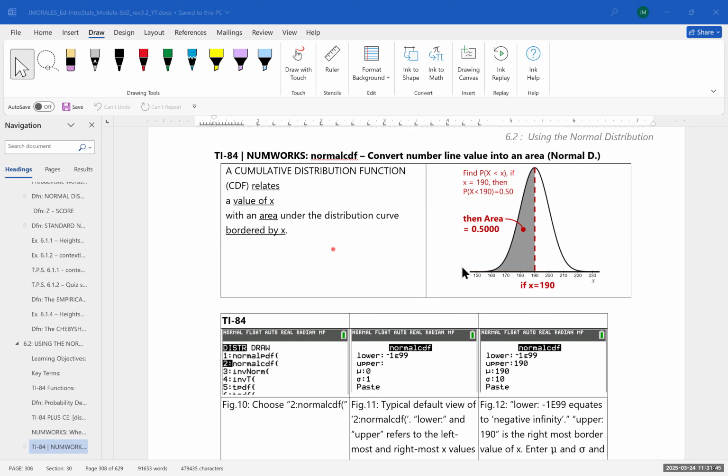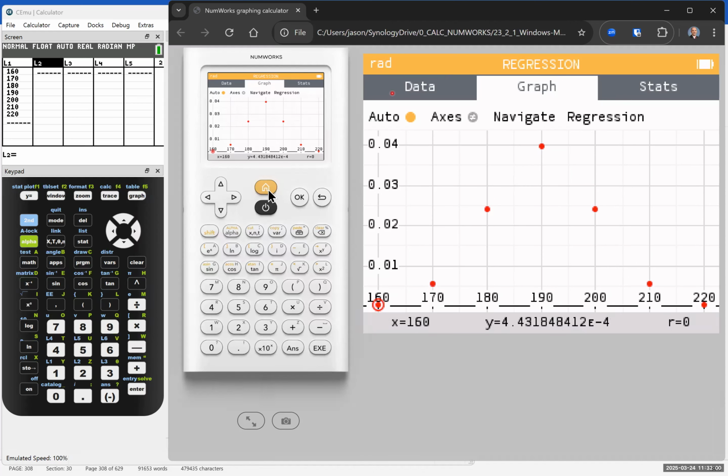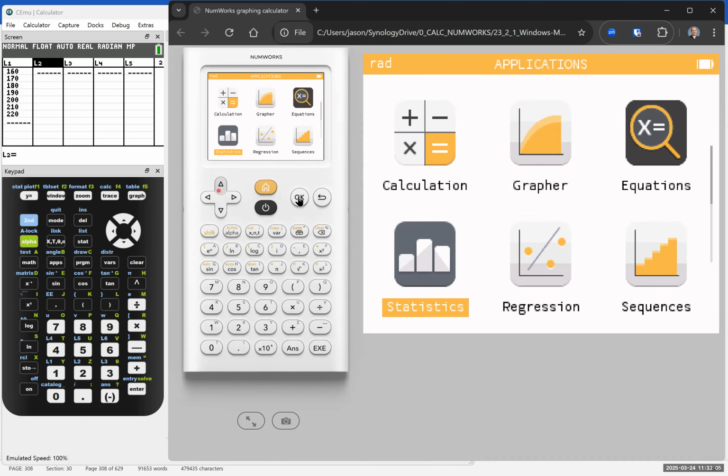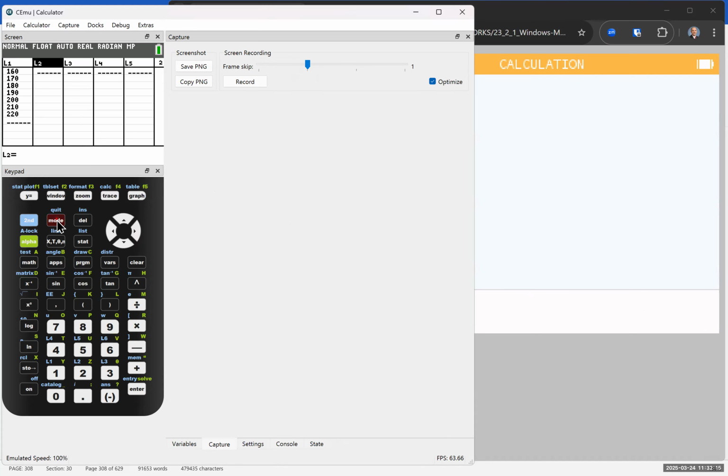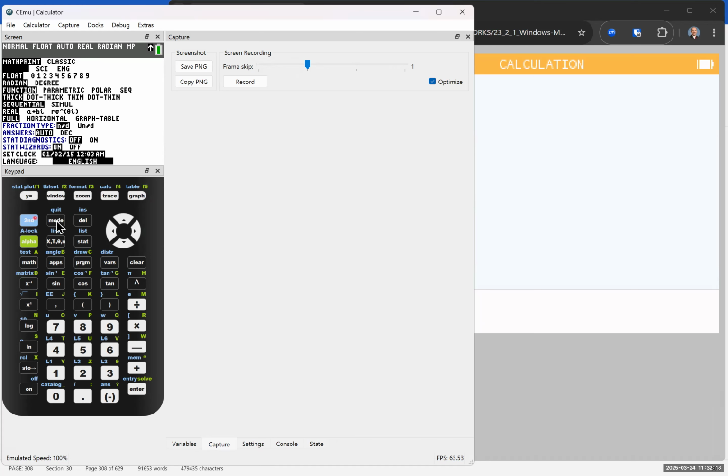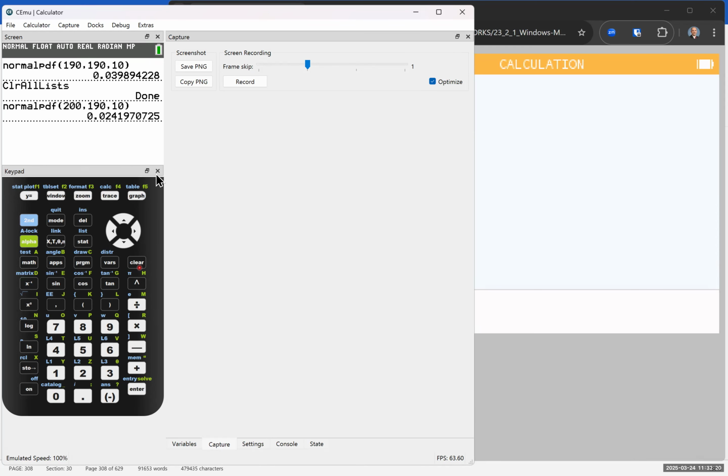So let's do this really quick on the Texas Instruments calculator. And I'll go ahead and bring up the NumWorks calculator as well. Let me get myself out of here. Okay, and let me clear this out. There we go. And let me go here. Quit. There we go. Let's clear that. All right.